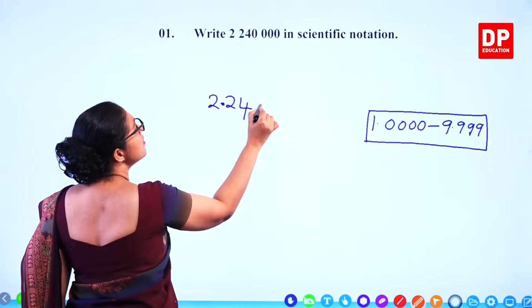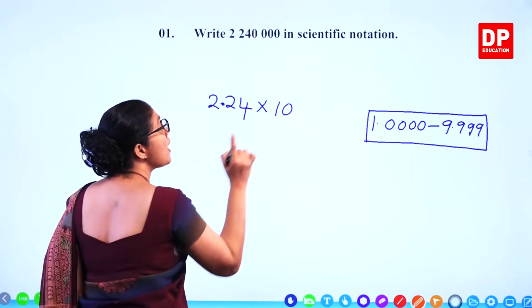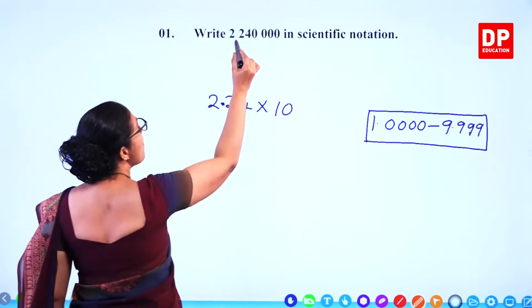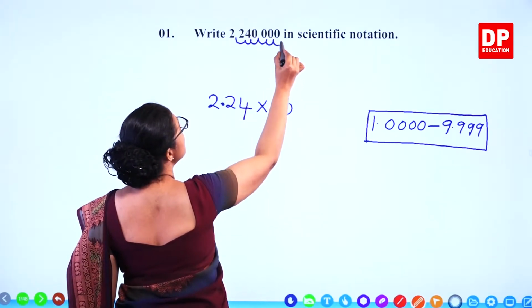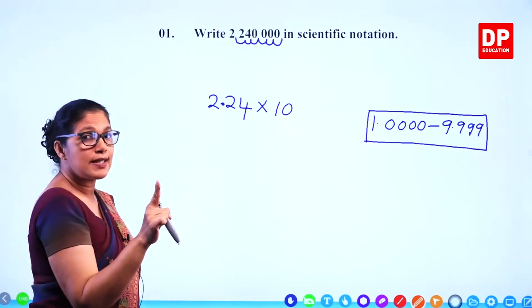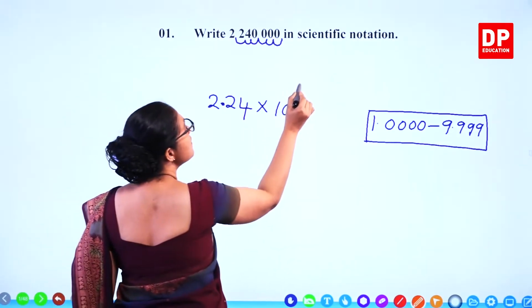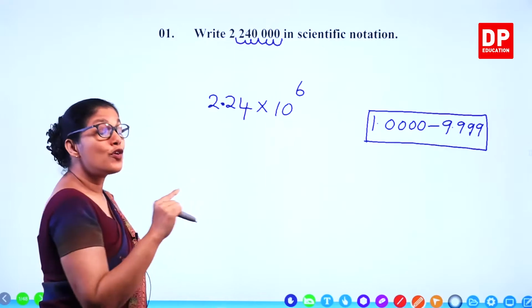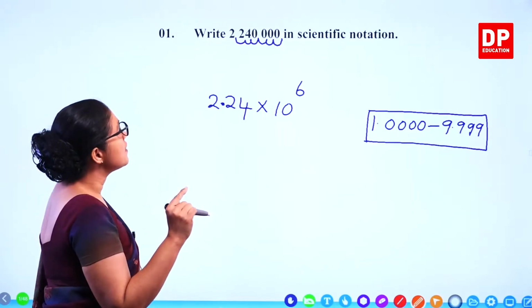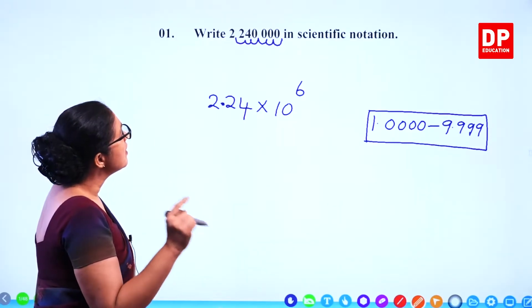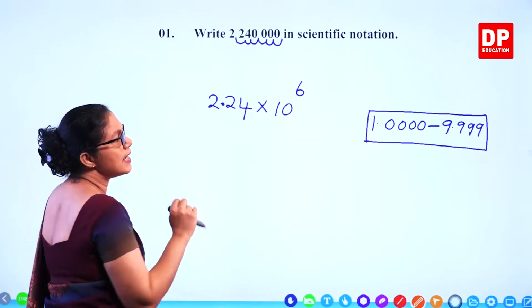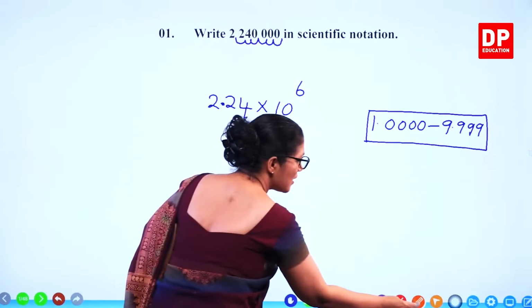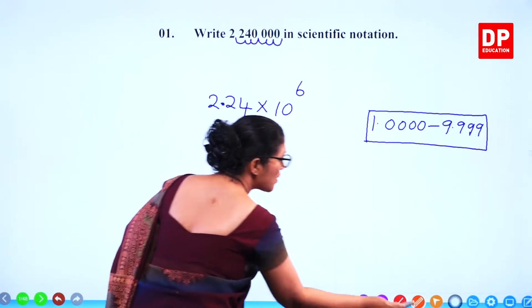That's the number. So how many places are we moving? From here, 1, 2, 3, 4, 5, 6 places to the right. So that's positive 6. If it's to the left, you put a negative number. If it's to the right, you put a positive number. So this is called the number in scientific notation. You get 2 marks for that.